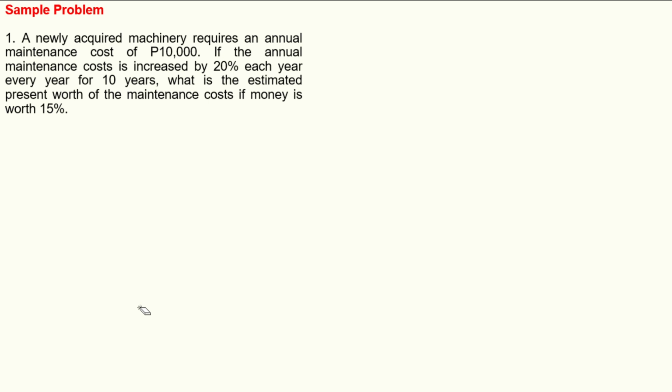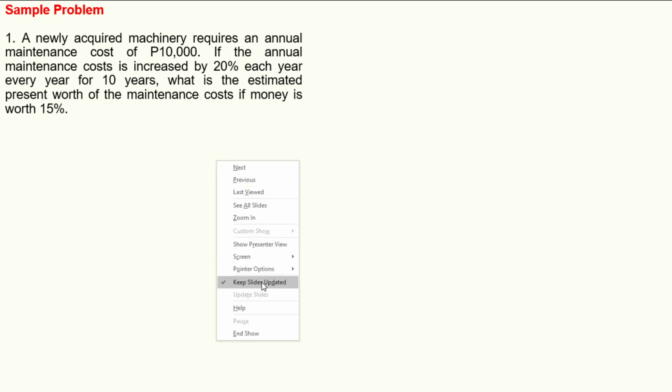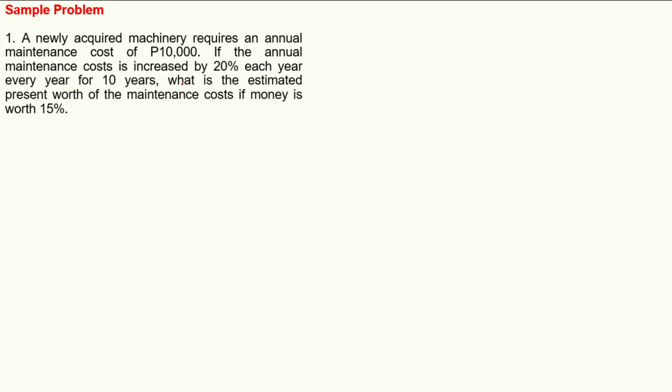A newly acquired machinery requires an annual maintenance cost of 10,000 pesos. If the annual maintenance cost is increased by 20% each year every year for 10 years, what is the estimated present worth of the maintenance cost if money is worth 15%? Okay? So, masasabi natin na geometric gradient siya kasi anong palatandaan? Nag-increase siya by 20%. So, percentage ang kanyang in-increase.